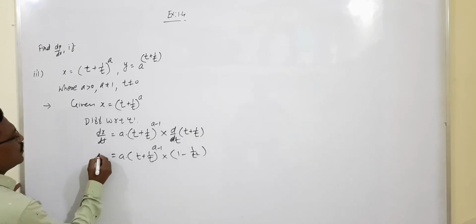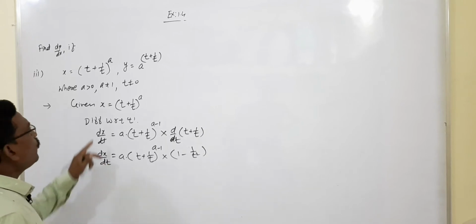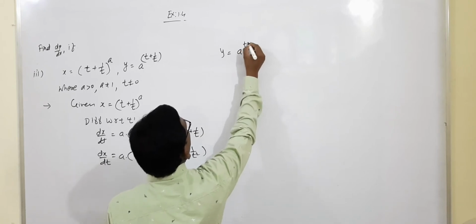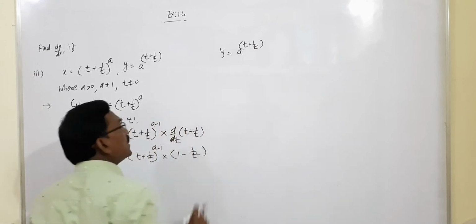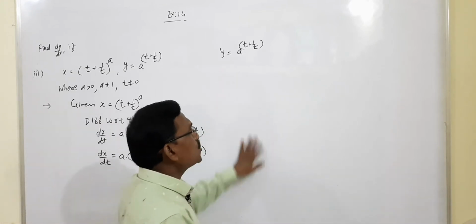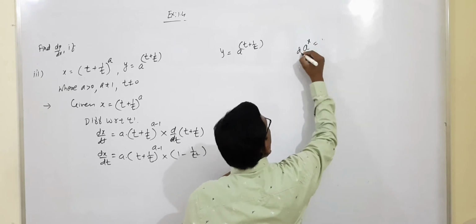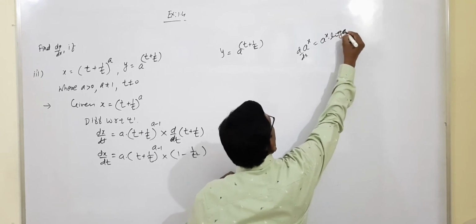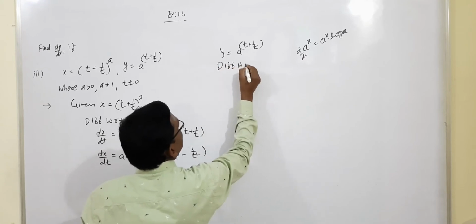So this is dx by dt, the derivative of x with respect to t. Now we take this y function, y equal to a to the power t plus 1 by t. This function is an exponential function, like the exponential function a raised to x. The derivative of a raised to x is a raised to x into log a. Here t is a parameter, that's why we differentiate with respect to t.